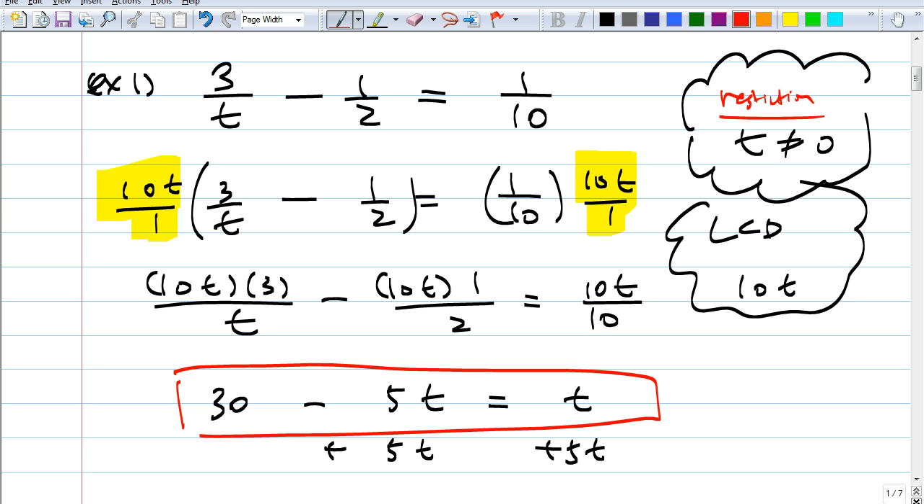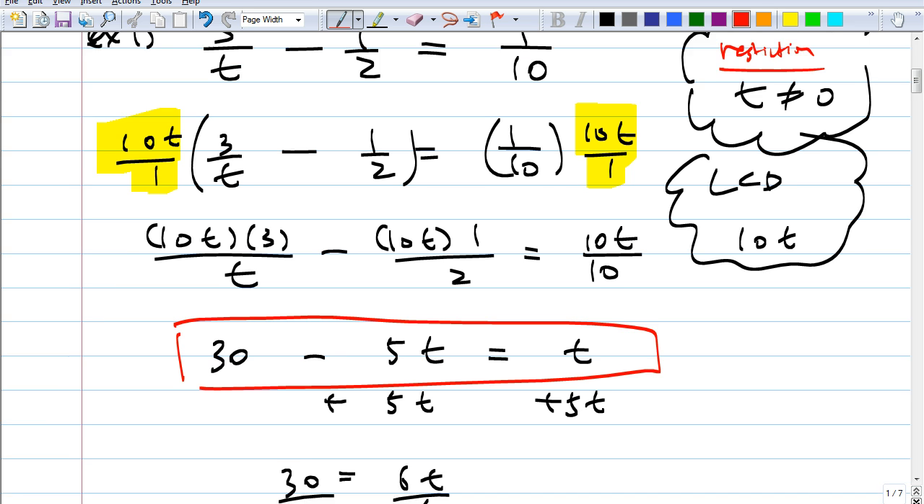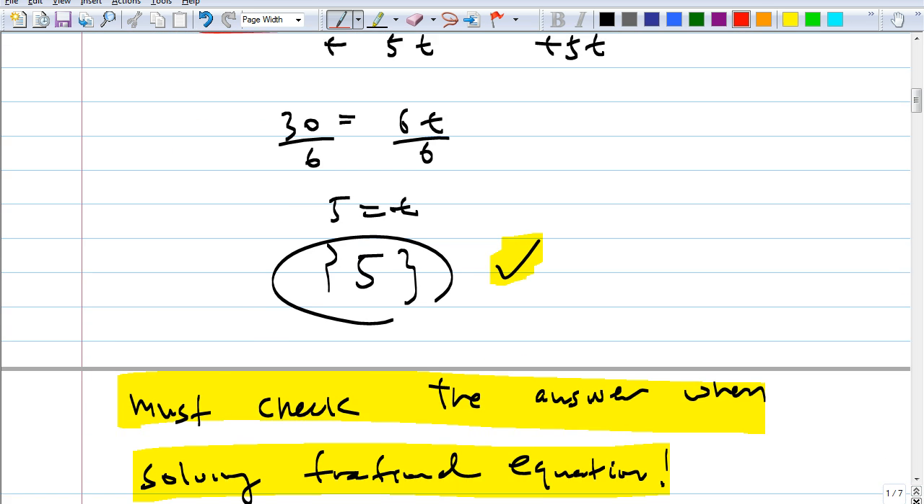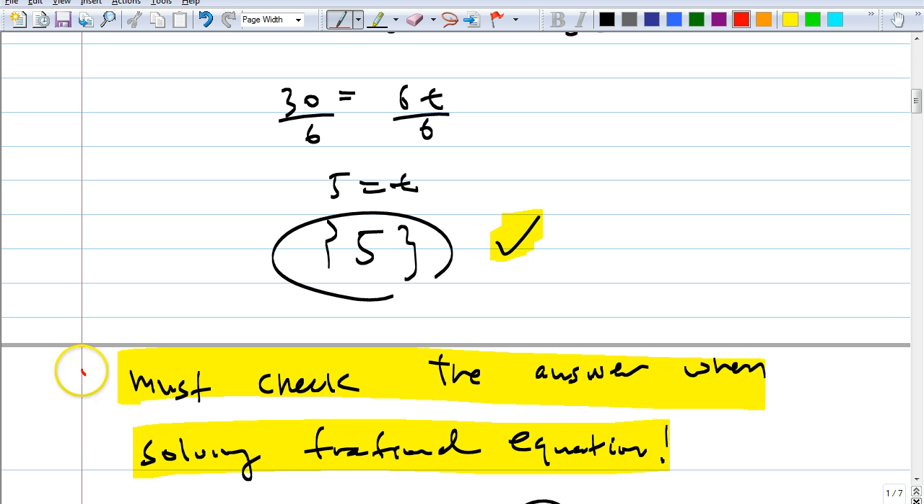it turns out whenever you multiply both sides by a variable, when the LCD contains a variable, you may be adding more solutions than the original equation had. So you have to always check the answer at the end. So write this down. Must check the answer when solving fractional equations because we're multiplying both sides by some variable. That could be adding more solutions than it originally had. So every time you do these, you have to always check.